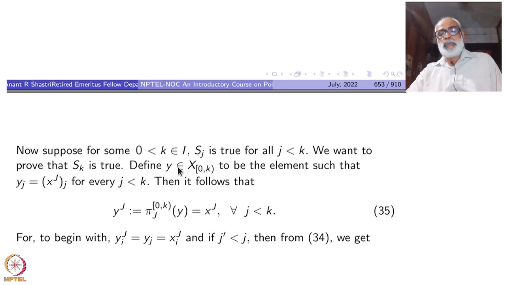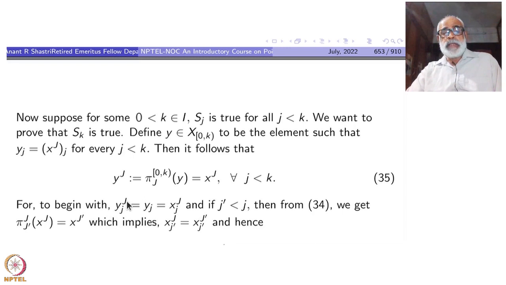Okay. Define y belonging to X 0 to k, the product taken up to 0 k open, to be the element such that the jth coordinate of y is the jth coordinate of xj for every j less than k. Then it follows that this yj, which is nothing but the projection pi j of 0 k, where j is something smaller than k, right? For each j less than k, pi j 0 k of y is xj. All that you have to verify is take the ith coordinate here and ith coordinate here for i less than or equal to j, then these are the same because I have just projection maps there. Okay, so that is what I have done here.